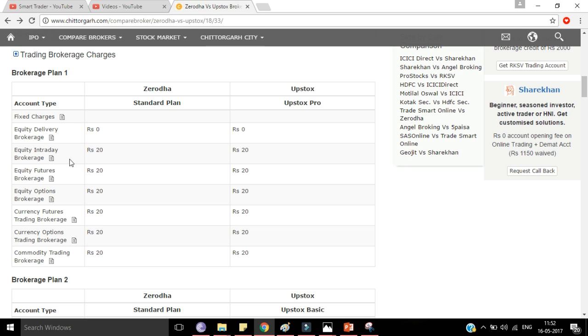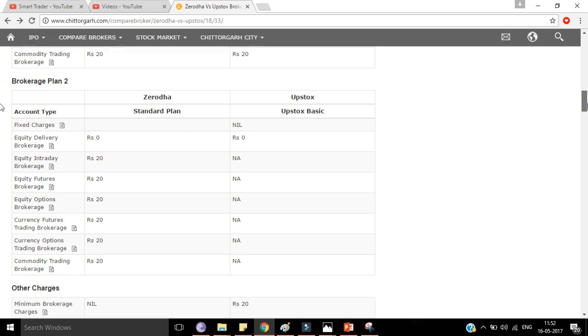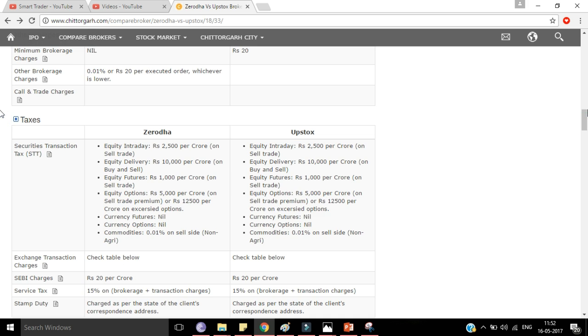So talking about equity intraday, it's going to be 20 rupees per trade executed, and everything is going to be 20 rupees. So there is not much difference between the two, so both stand together in this. So let's not talk about the brokerage plan any more. They have special brokerages.